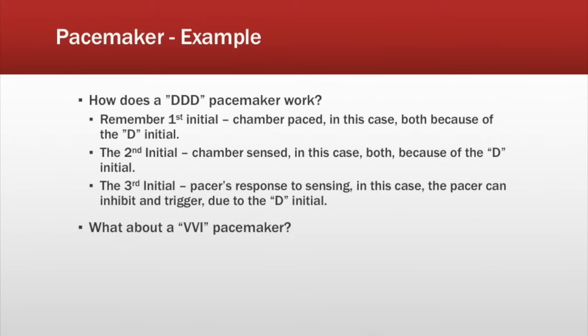Well, you've got to think, what's the first initial? It is the chamber that is paced. All right, so since it's D in the first initial spot, this is going to be both chambers for dual. So the atria and the ventricle are going to be paced.